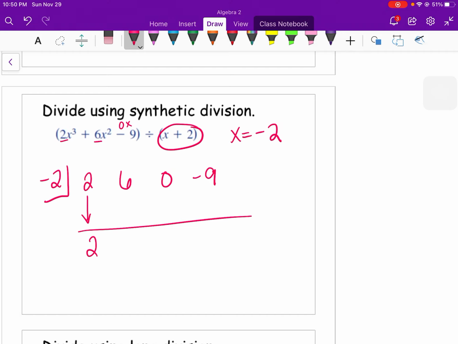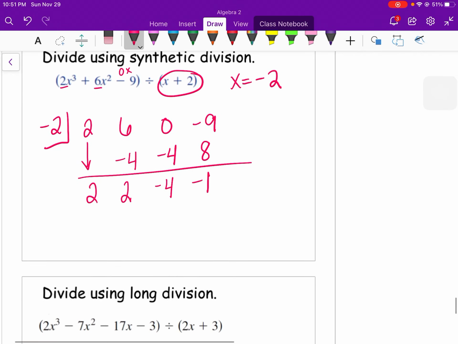Drop it down. First one comes down, then multiply. Negative 2 times 2 is negative 4. Add, 6 plus negative 4 is 2. Negative 2 times 2 is negative 4 again. Add, you're going to get negative 4. Negative 2 times negative 4 is 8. Negative 9 plus 8 is negative 1. So this one has a remainder.